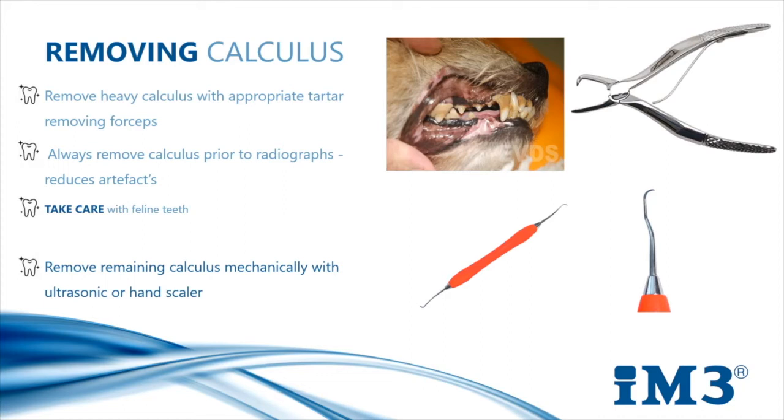After we have cracked off the heavy matter, we can then remove the remaining calculus mechanically, either with ultrasonic or indeed both, ultrasonic scaling and hand scaling. We have a nice little Ergo Universal Scaler, which is a perfect hand instrument for removing any calculus that might remain on that tooth surface. But I will discuss any scaling and scaler units in a further presentation.